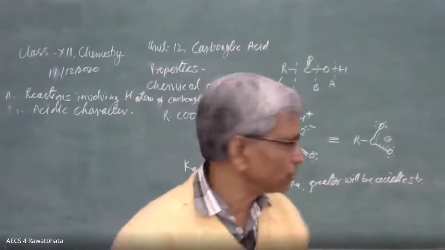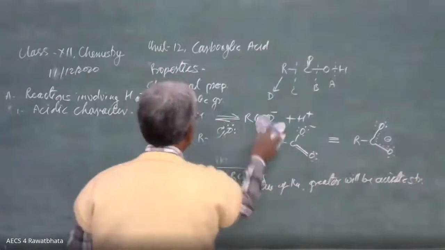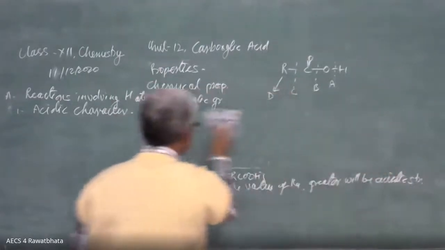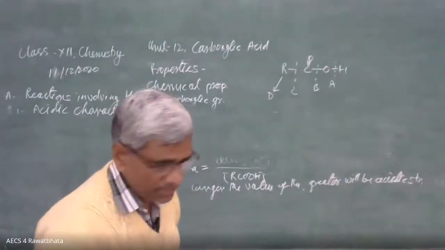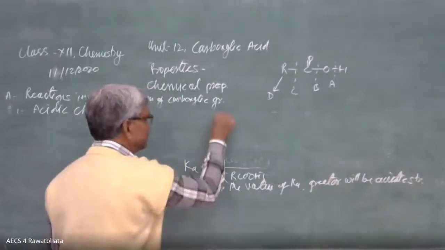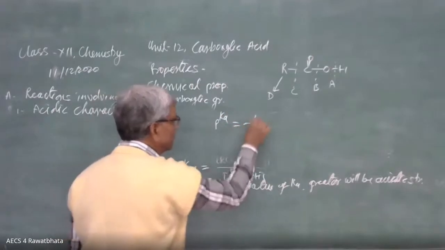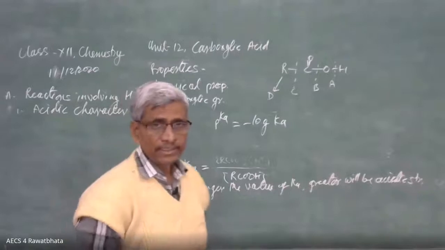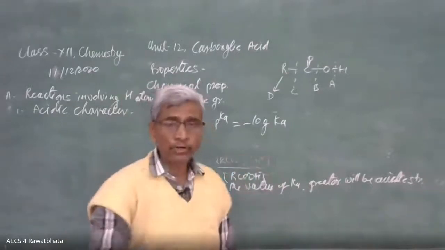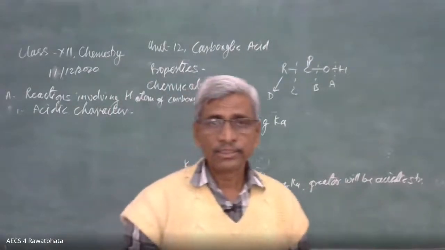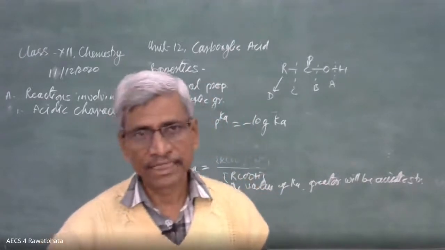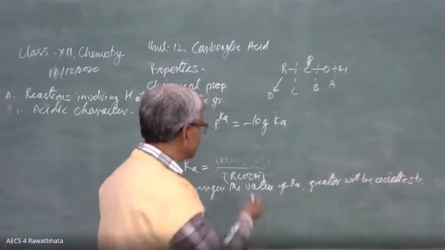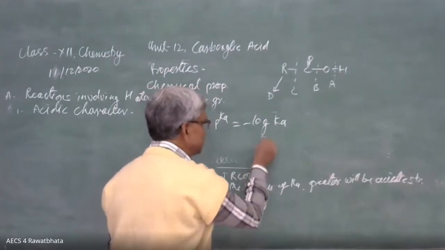pKa can also be used to explain the acidic strength. Here it is. We know that pKa is equal to minus log Ka. And here, smaller the value of pKa, stronger will be the acidic strength. Acidic strength will be greater. Here the concept is somewhat different.